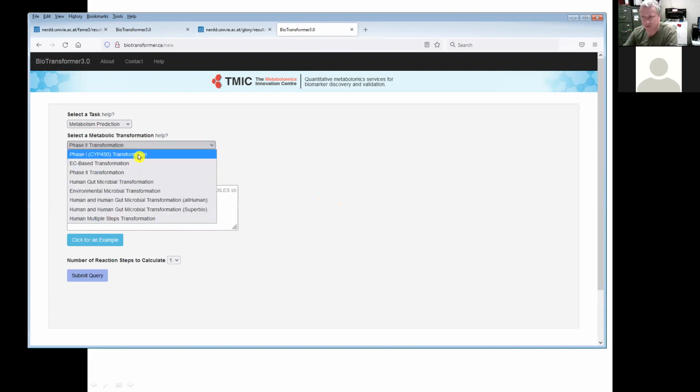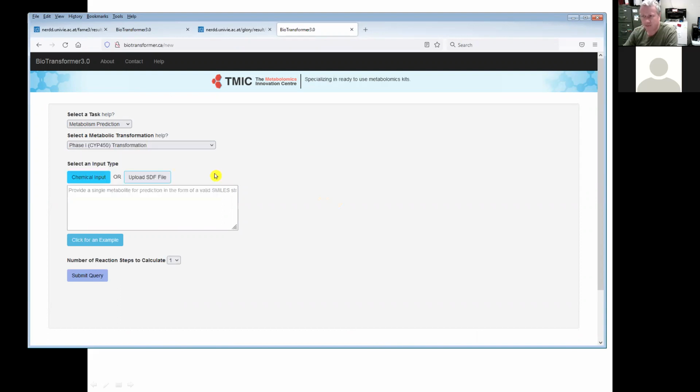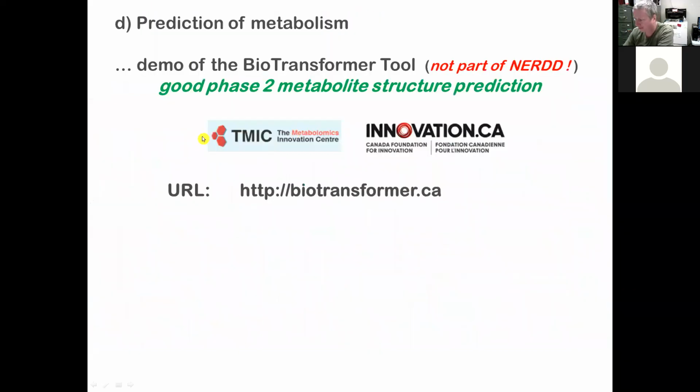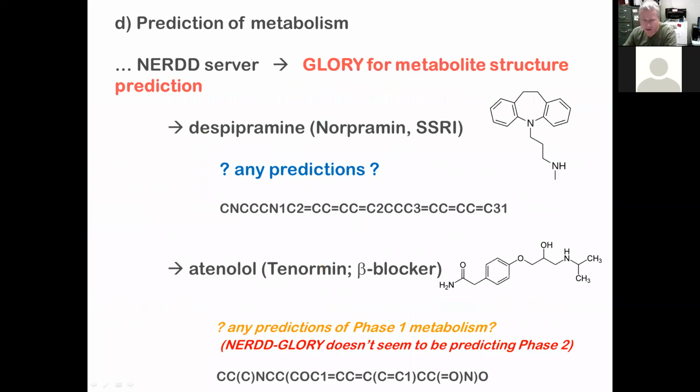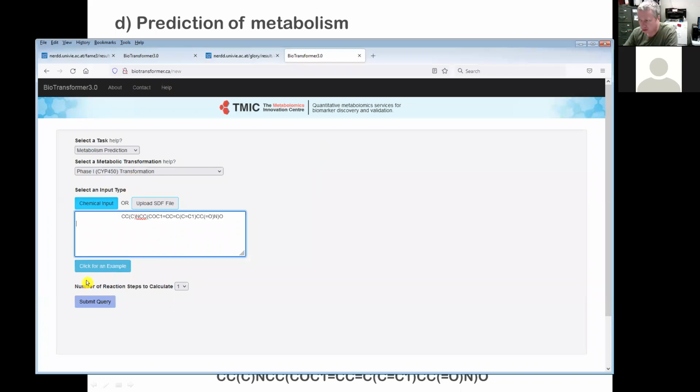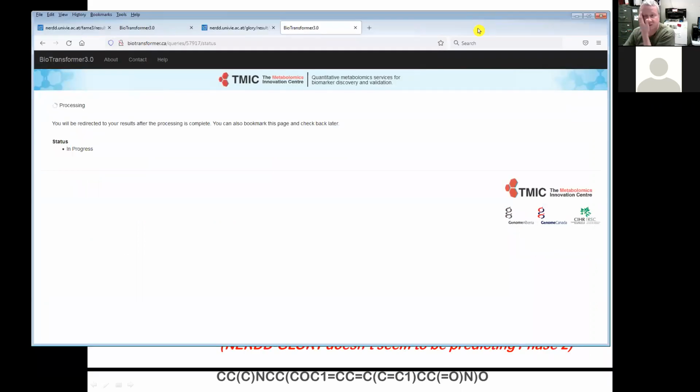I want to try the reaction we just did a second ago, the ethanol. I just want to see if that works, and if it does it any differently. I haven't tried this. This is experimentation. So, oh, whoops. So let's get the ethanol. Let me get that real quick. Okay, so I'm going to try ethanol, the beta blocker. Submit. We'll see how this compares to the NERD server.